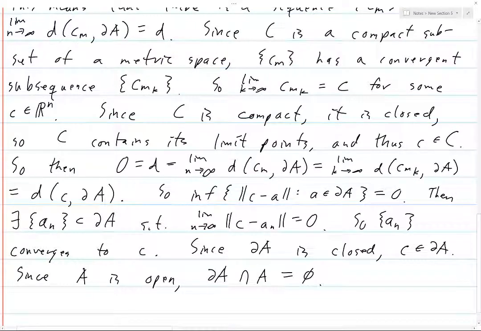So, then, what's the issue here? This contradicts the fact that C is contained in A. Because if C were contained in A, then every element of C would be contained in the set A, but we found an element of C which is contained in the boundary of A, and any point in the boundary of A is not contained in A. So this is a contradiction. Thus, d is strictly greater than 0.